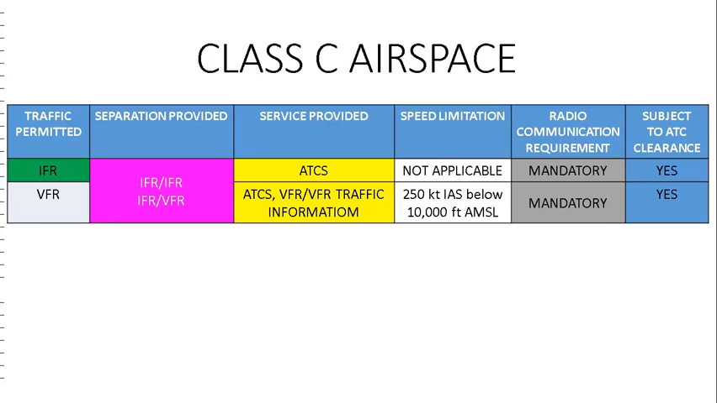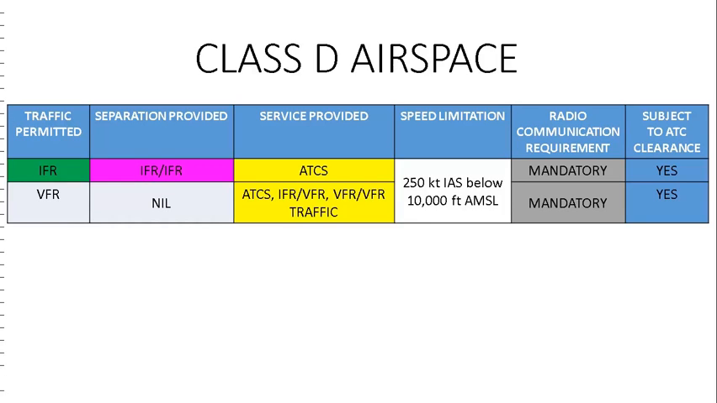For IFR flight, there is no speed limitation, but for VFR, the speed limitation is 250 knots indicated airspeed below 10,000 feet above mean sea level. Radio communication is a mandatory requirement for both IFR and VFR while operating in Class C airspace, and both are subject to ATC clearance.